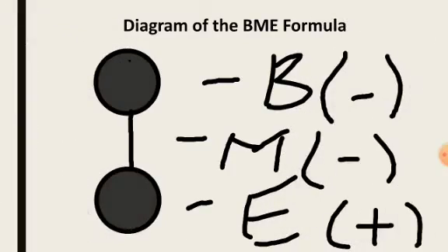So, this is the diagram of the BME formula. According to my children, the two circles represent akara, that's bean cake, and the line in the middle represents the toothpick. So the first circle, which is our first akara, stands for B, that is beginning. The line in the middle, which represents a toothpick, stands for middle. Then the last circle, which represents our second akara, is E, which stands for end.